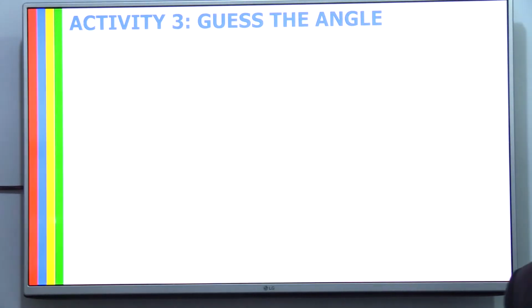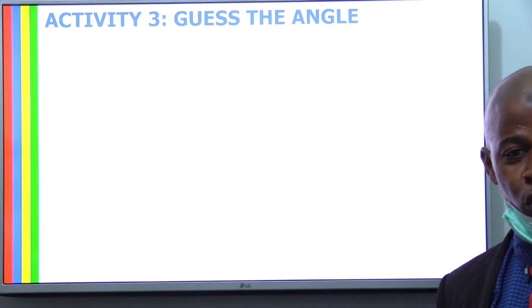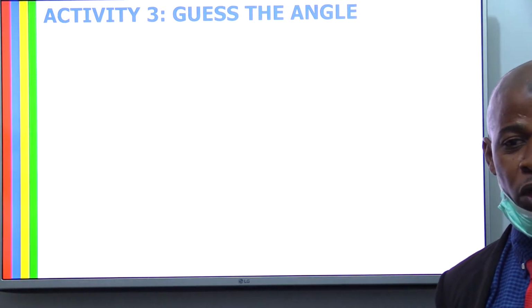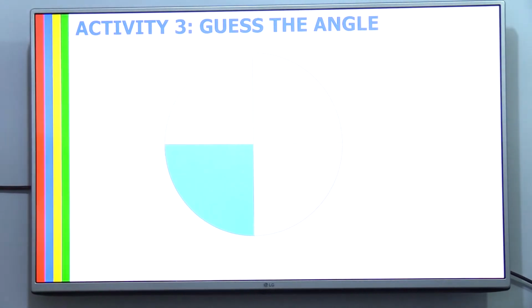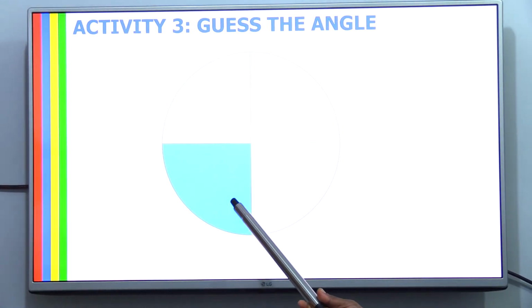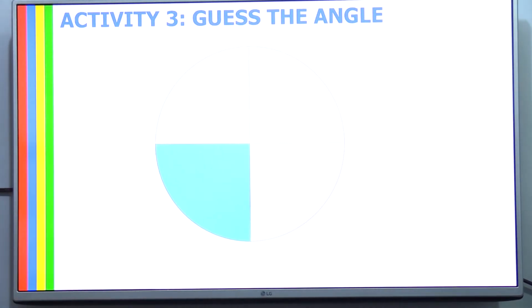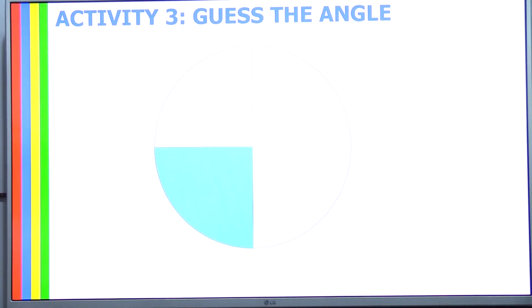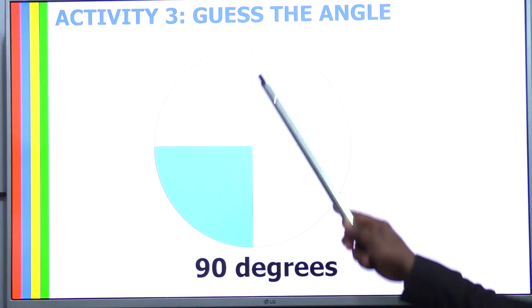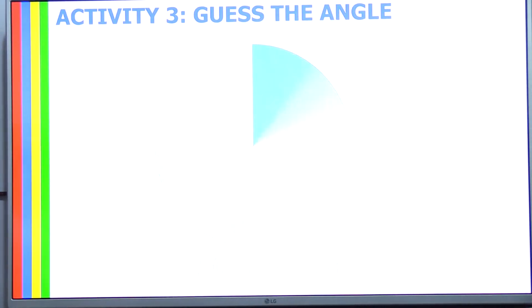Now we're going to play a little game to see how far and how well you've understood the concept of angles. You're going to guess the magnitude of these angles. How many degrees do you think this is? You have 5 seconds. 1, 2, 3, 4, 5. This is the 90 degrees angle, of course. It is 1/4 of the circle. I'm sure you got that right. Let's move on to more challenging ones.